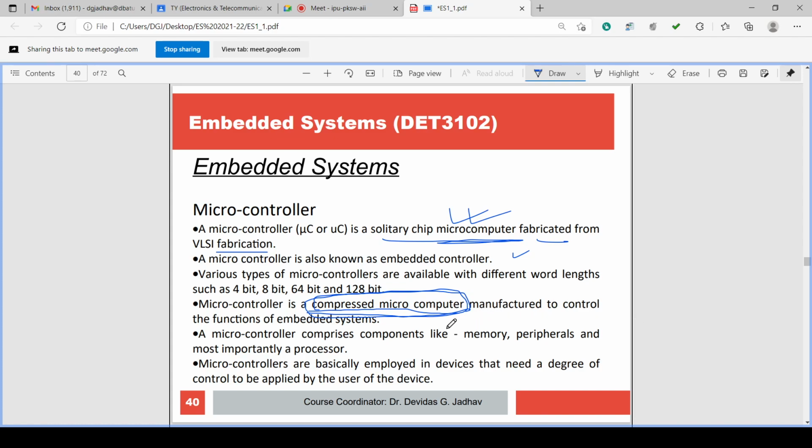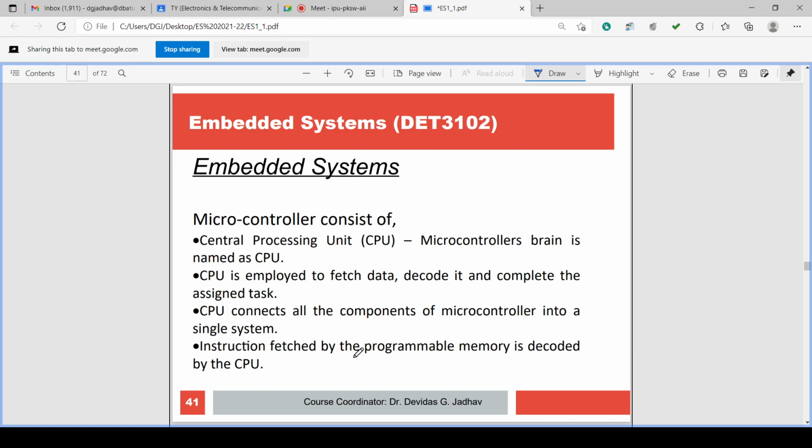It is manufactured for controlling functions. The microcontroller comprises the components memory, peripherals, and processor. Okay. So we have discussed the different types of microcontroller. Microcontroller types may be central processor unit, CPU. The CPU of the microcontroller is a brain. The microcontroller has a CPU, and the CPU is the brain.